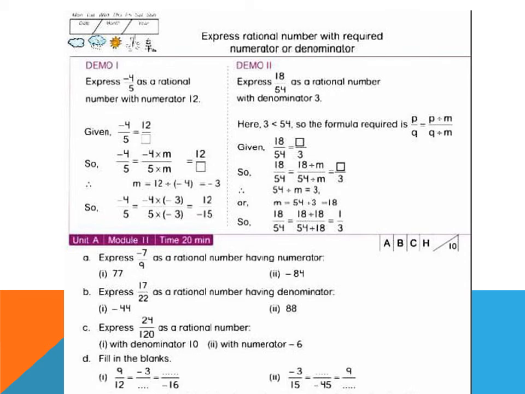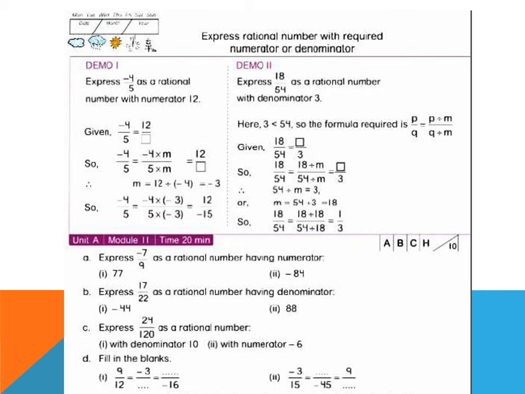In the same way, question number C, number 1, express 24 by 120 as a rational number with denominator 10. Now if we have to convert 120 into 10, we have to divide 120 by 12. So we have to divide 24, that is the numerator, also by 12. So 24 divided by 12 gives us 2 and 120 divided by 12 gives us 10. So our new required rational number will be 2 by 10.